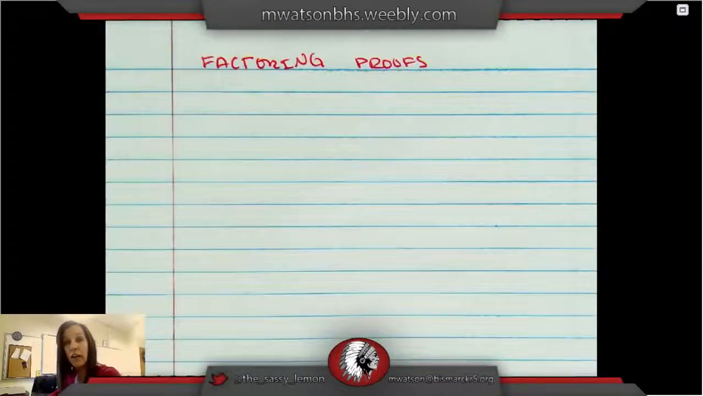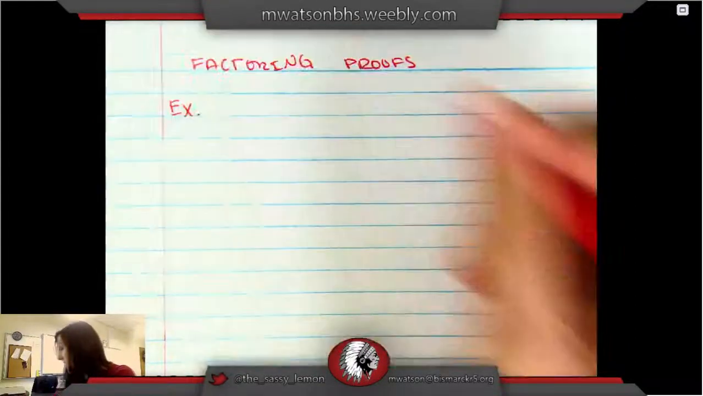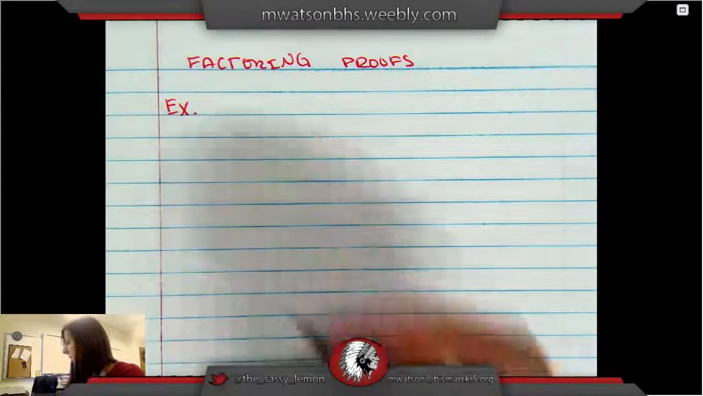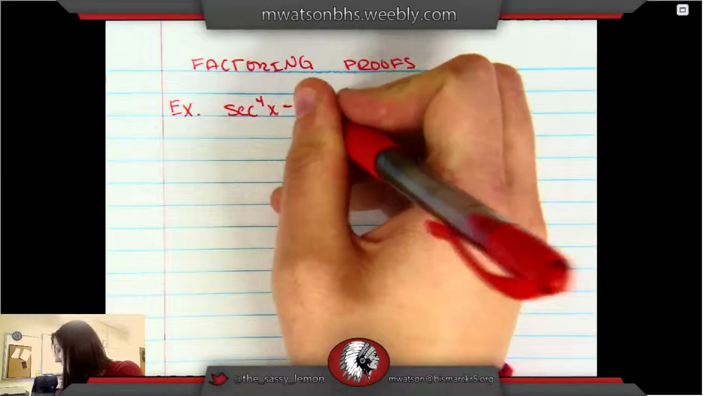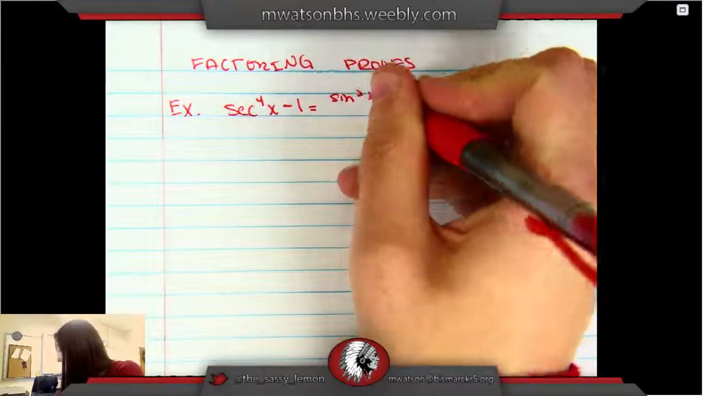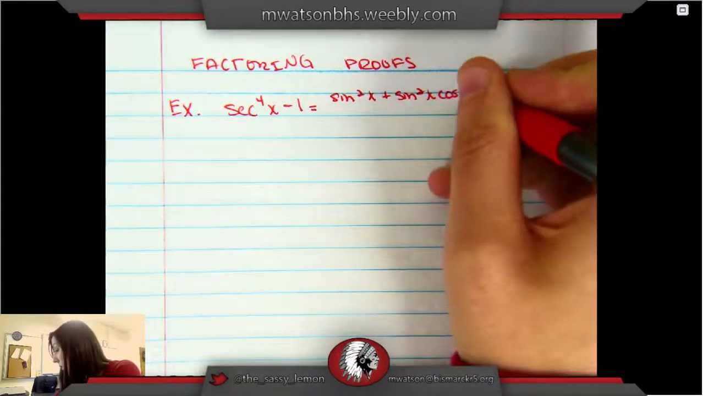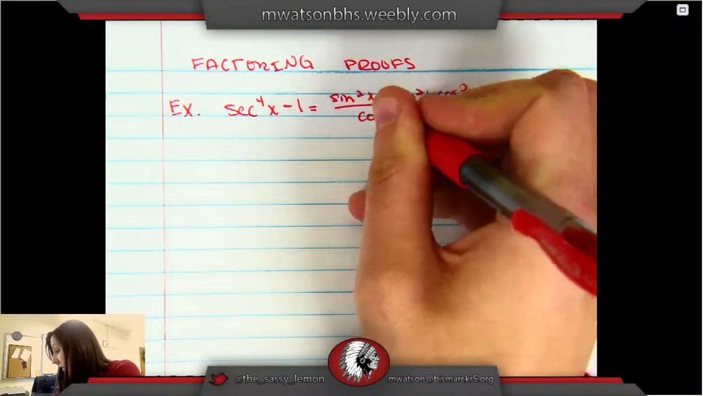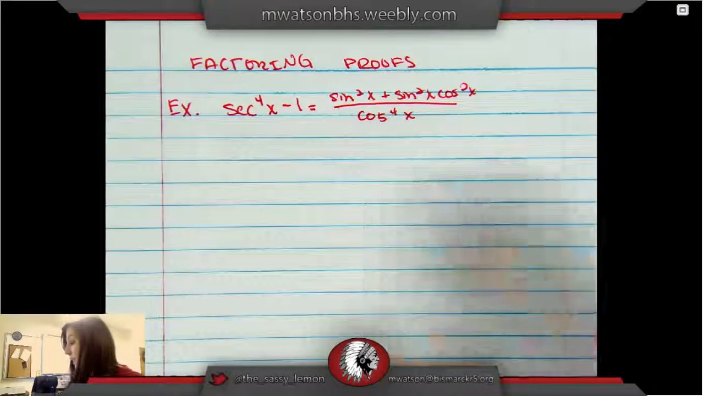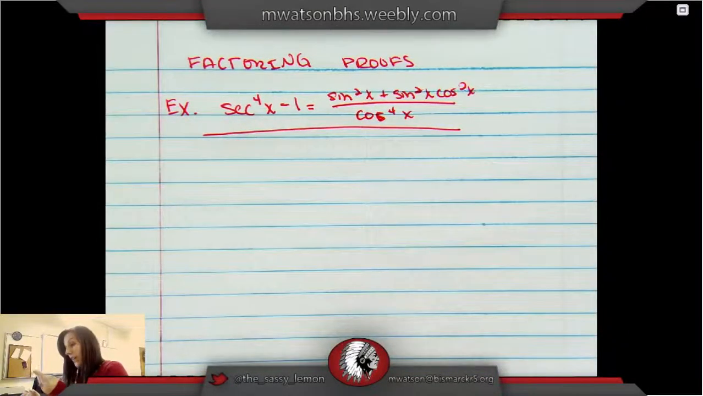So if we come over here to page 60, let's go ahead and work out an example. It's going to be secant to the fourth x minus 1 equals sine squared x plus sine squared x cosine squared x all over cosine to the fourth x. So that is a big, giant mess. Obviously, we're going to start with the right-hand side because that's the more complicated side.